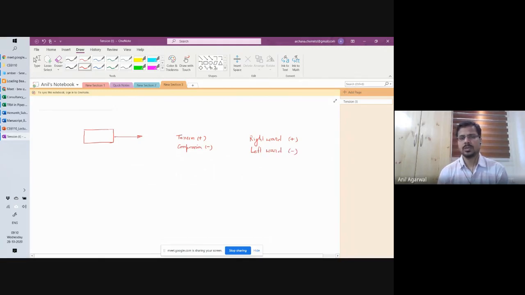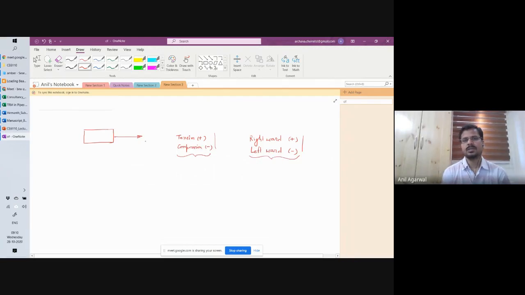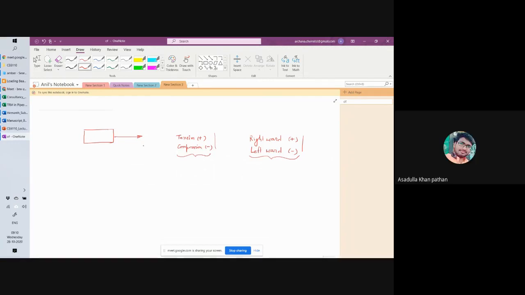So between these two choices, one being tension compression, the other being right left, which one is the correct type of sign convention? I mean, of course, you can take opposite. You can take compression positive and tension negative. That is your choice. But this is one category of sign convention, and this is another category of sign convention. Which one is applicable here for this force? Rightward positive.